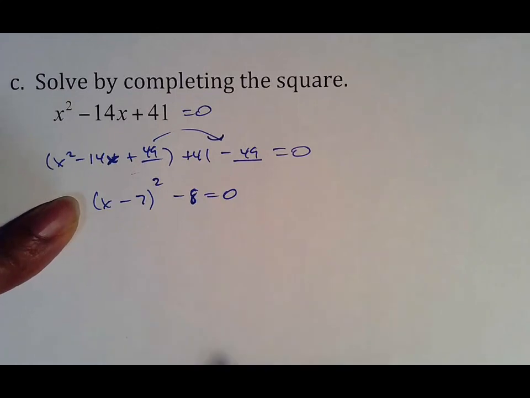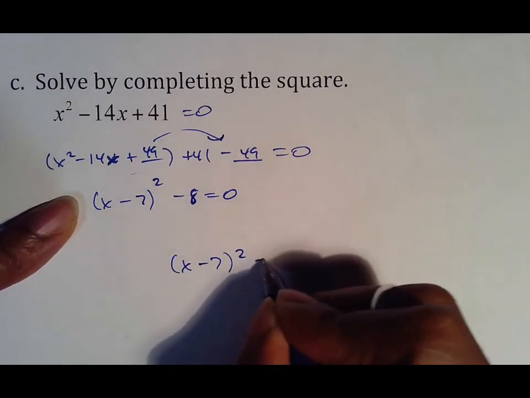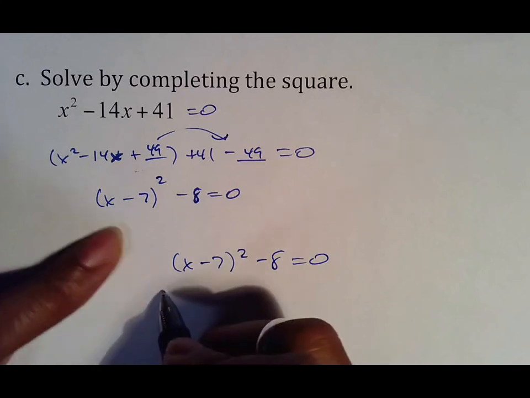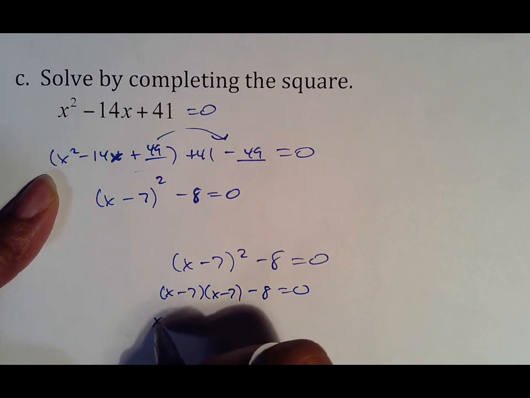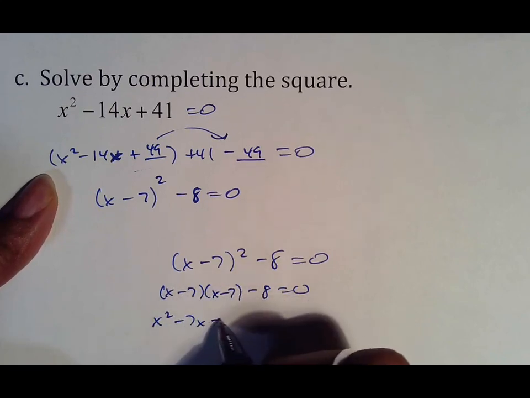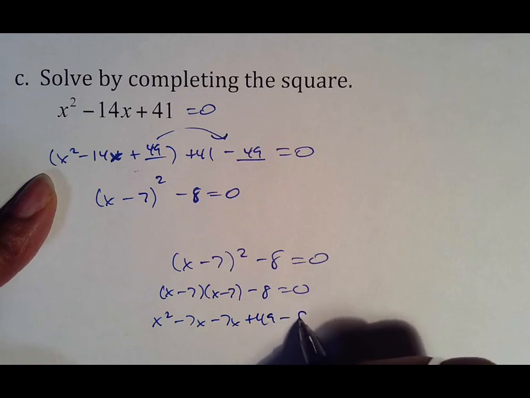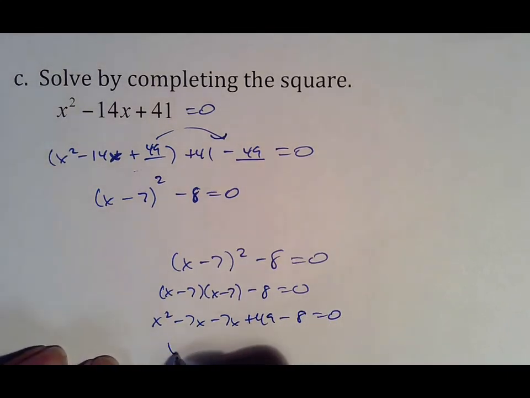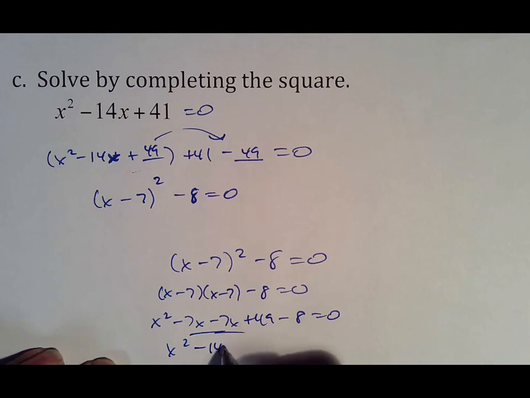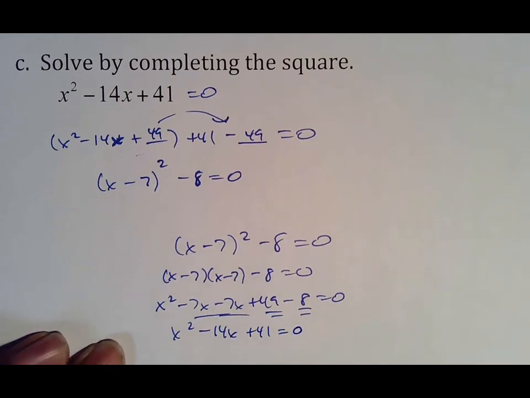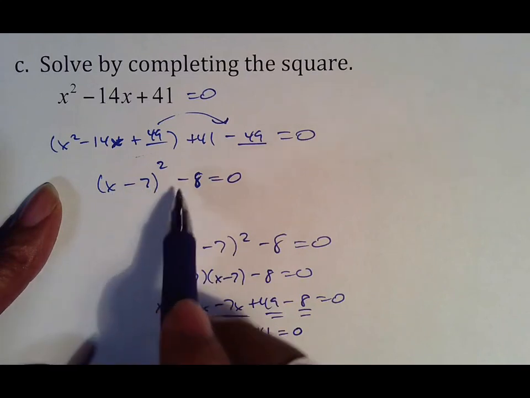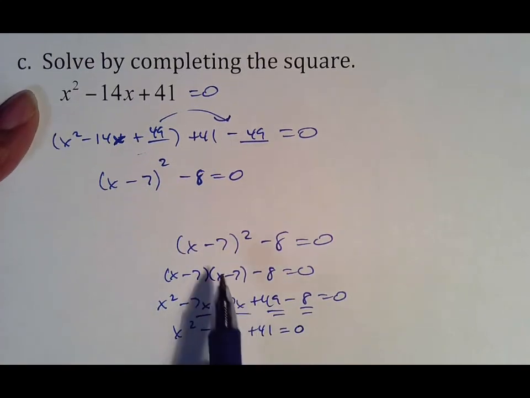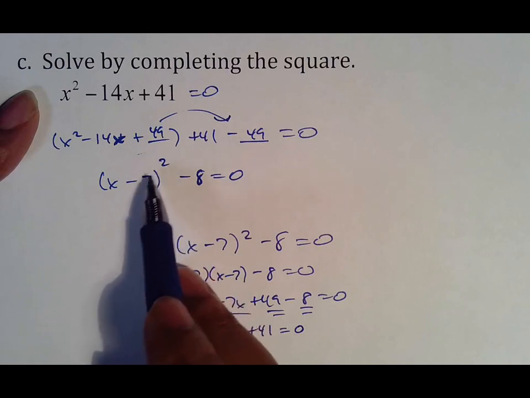And just to prove it to you, I'm going to go ahead and work this one out. x minus 7 squared means x minus 7 times x minus 7. Remember doing that? Which means we have x squared minus 7x minus 7x plus 49 minus 8 equals 0. Which means we end up with x squared minus 14x plus 41 equals 0. Now look back at the beginning and it's the same exact thing. So even though this looks different, when you simplify it out, it is still there. The key thing is that we have a perfect square somewhere in that problem that we just created.